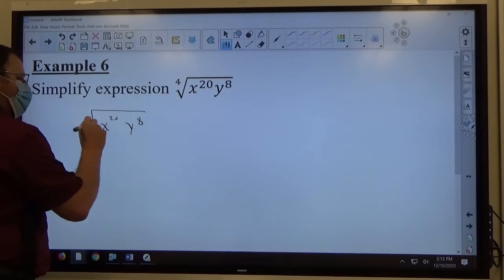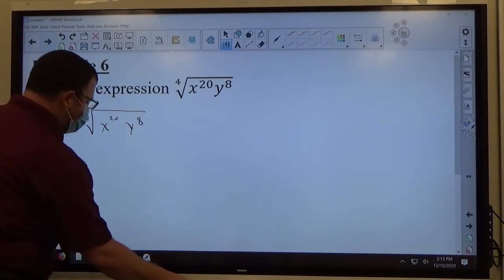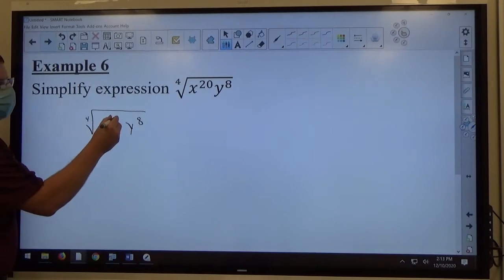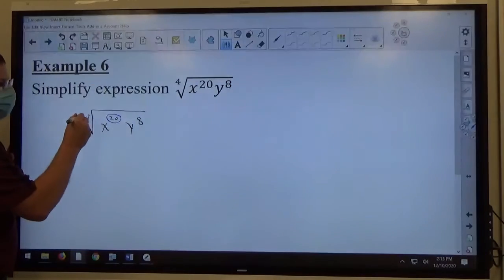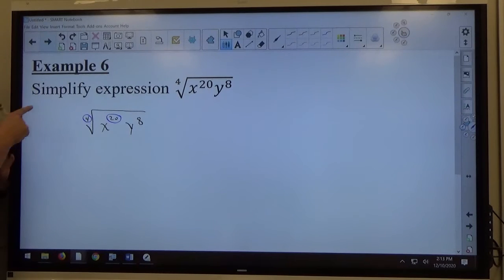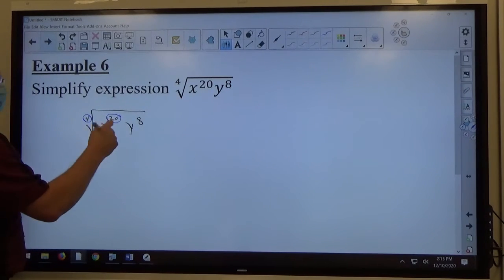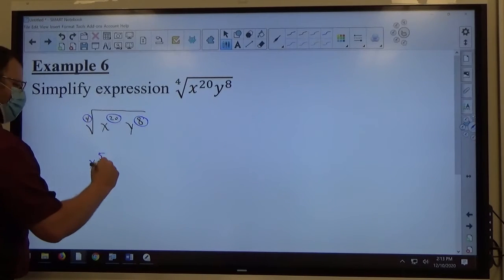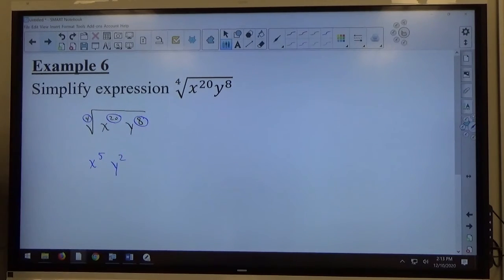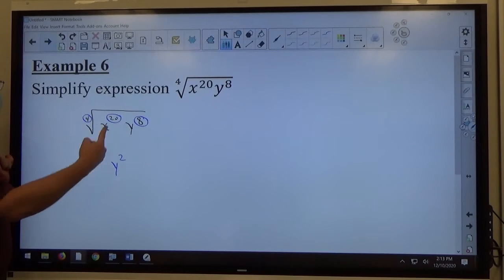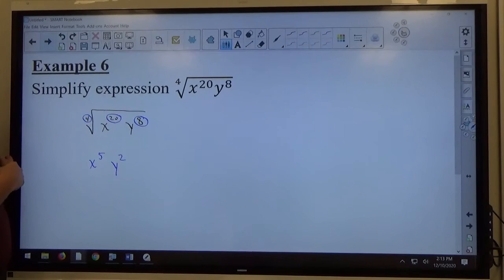So what I'm looking at here is the fourth root. And again, to evaluate this, I take the power inside divided by the root outside. Division. So 20 divided by 4 makes 5. And then for y, 8 divided by 4 makes 2. In both cases, they divide exactly, no remainder. 20 divided by 4 is 5, and 8 divided by 4 is 2.